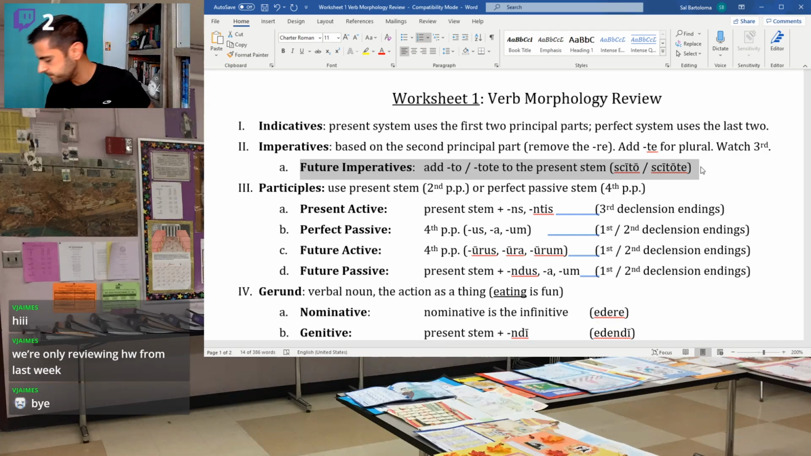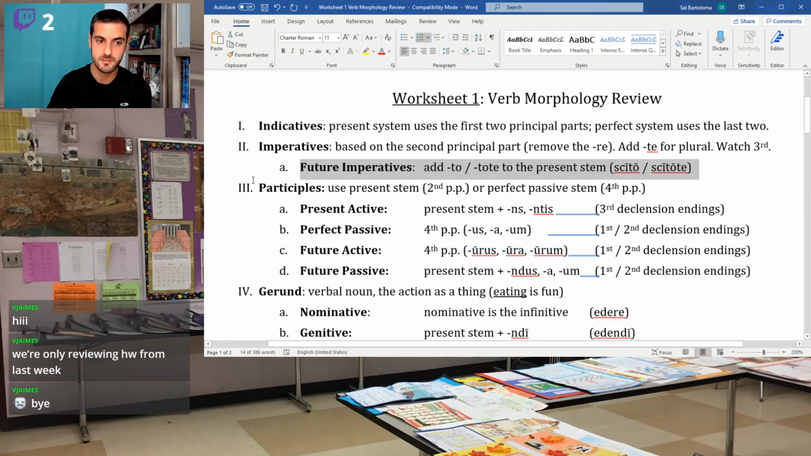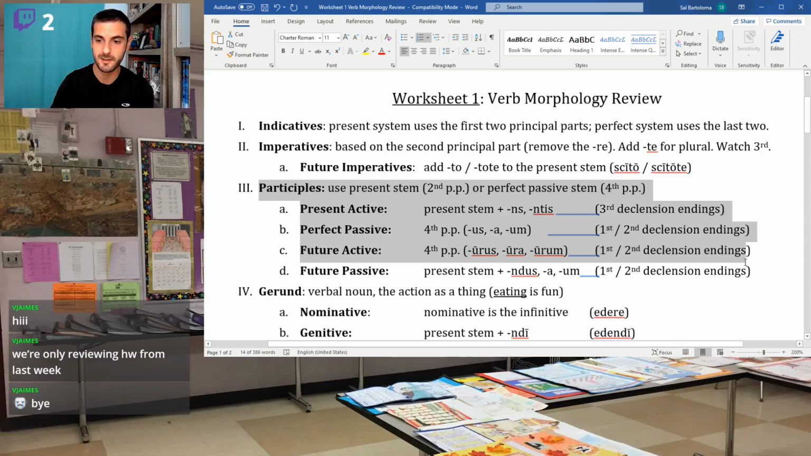We did get cut off a little bit when we were talking about participles. Of course, I'm losing my voice right now. These are forms that we're going to keep coming back to.